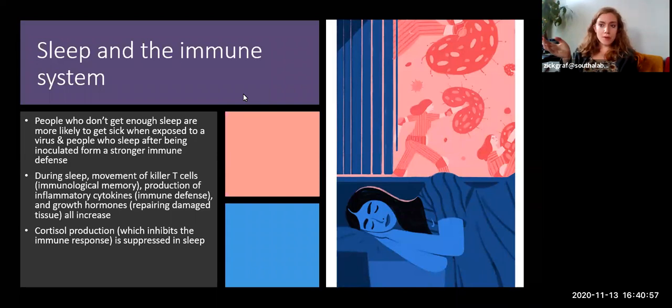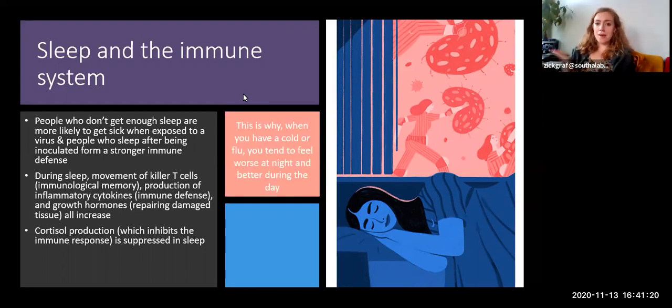Also during sleep, cortisol production, which has anti-inflammatory properties, like we talked about in the depression lecture, when someone is in a state of hypercortisolemia, it also weakens their immune system because they have less of an immune response to challenges. Cortisol production is suppressed in sleep, so that inhibitory stopper on inflammation is taken away during sleep.